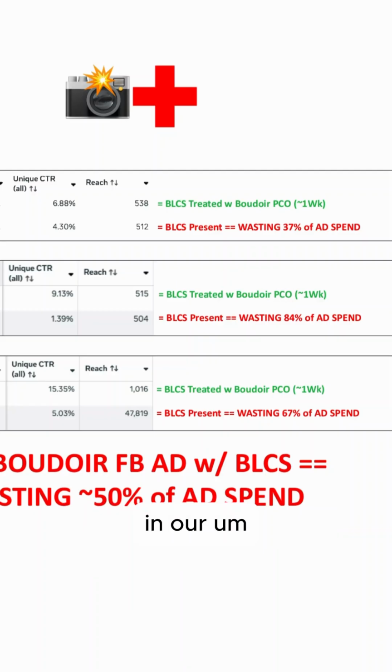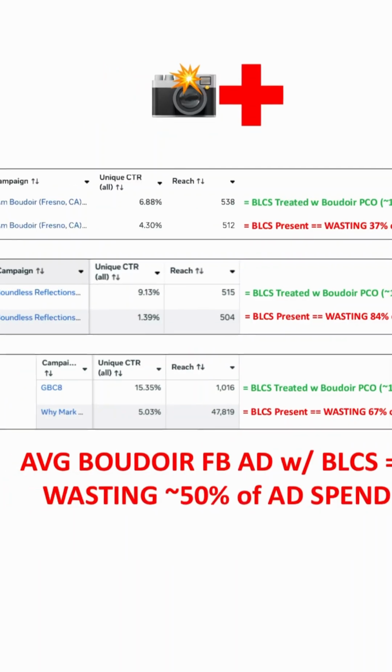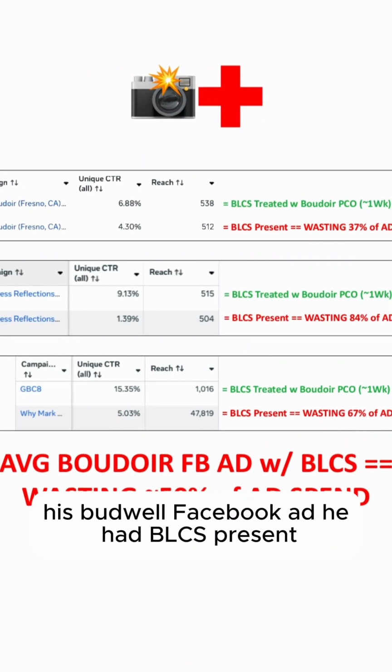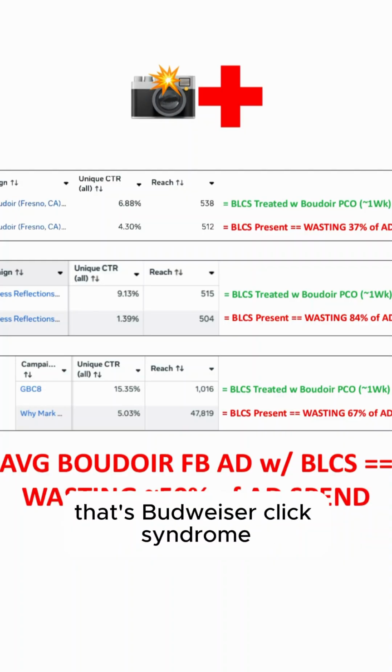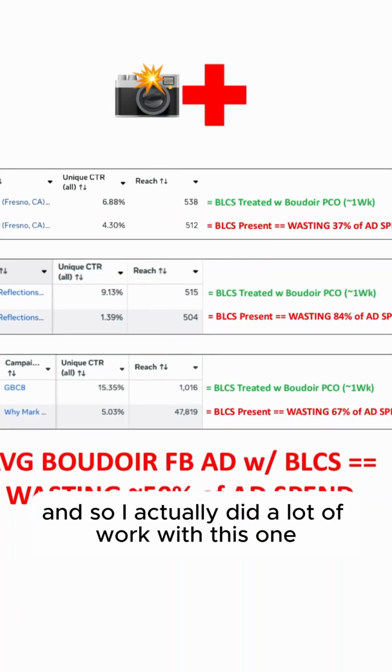That's bonus money back in the business owner's pocket there. And finally, I had a patient who found out his Boudoir Facebook ad had BLCS present, with a 5.03% unique CTR, so that's under 6%. That's Boudoir low click syndrome. And so I actually did a lot of work with this one.